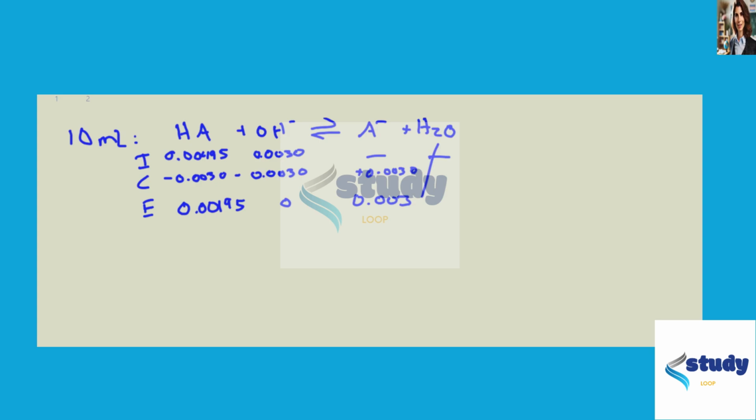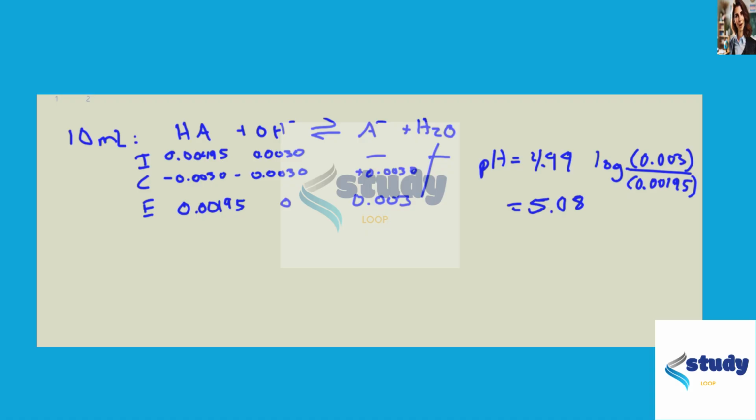So we can calculate our pH the same way we did for 5 milliliters. It's going to be 4.89 plus the log of base over acid. And if we do this, it'll be equal to 5.08.